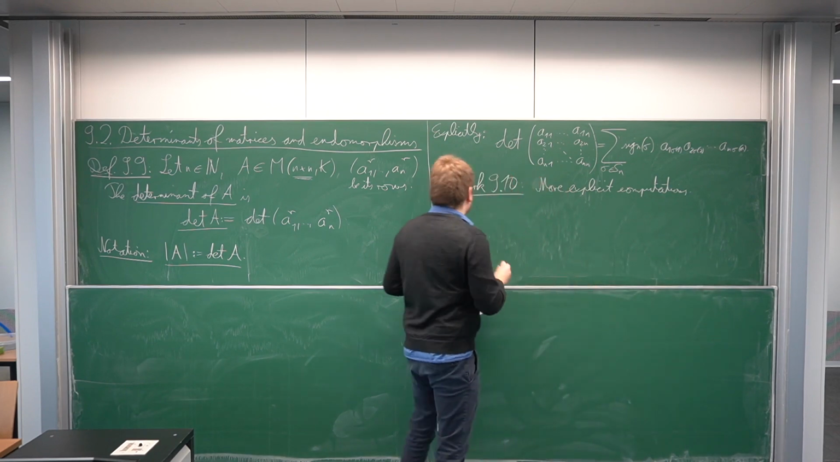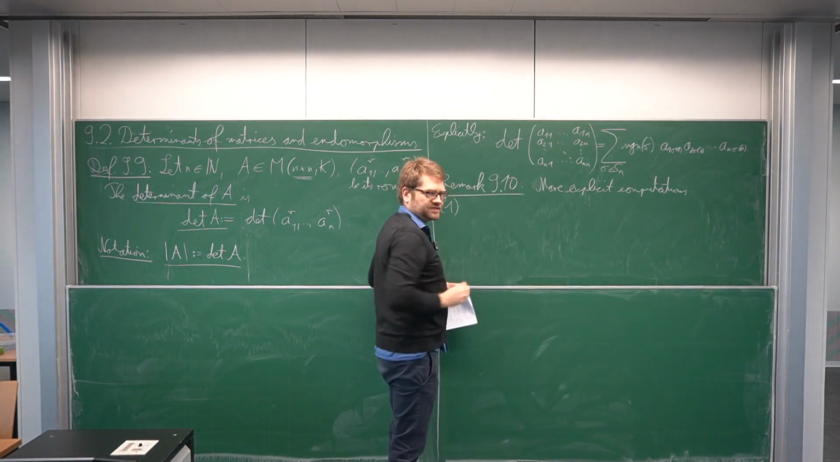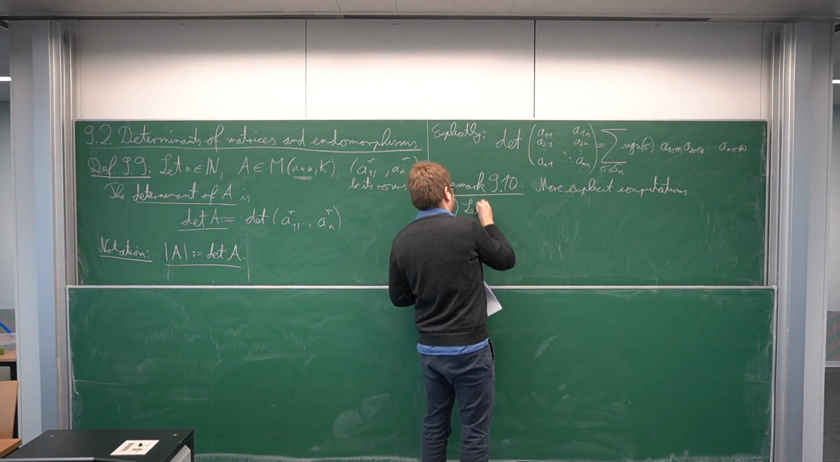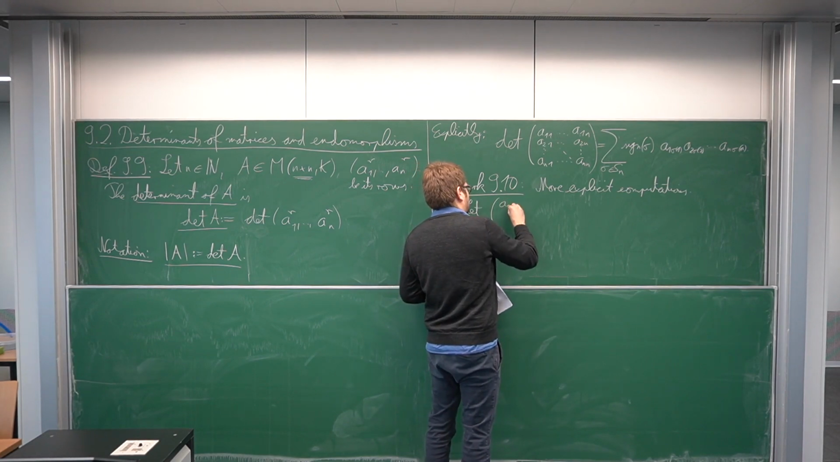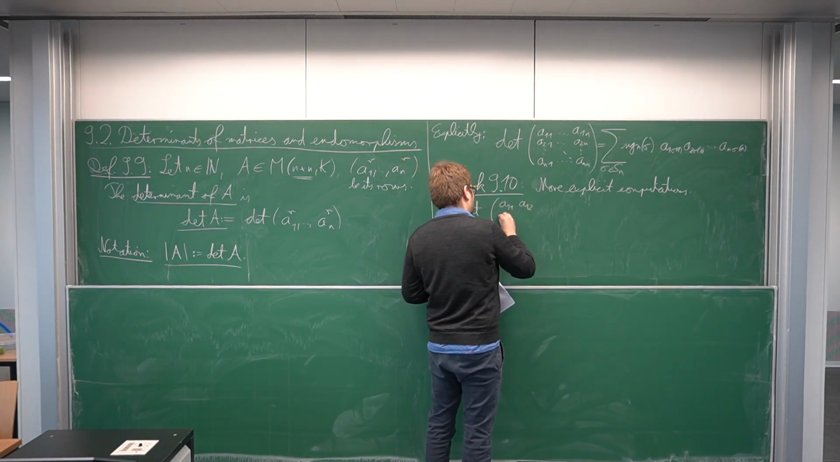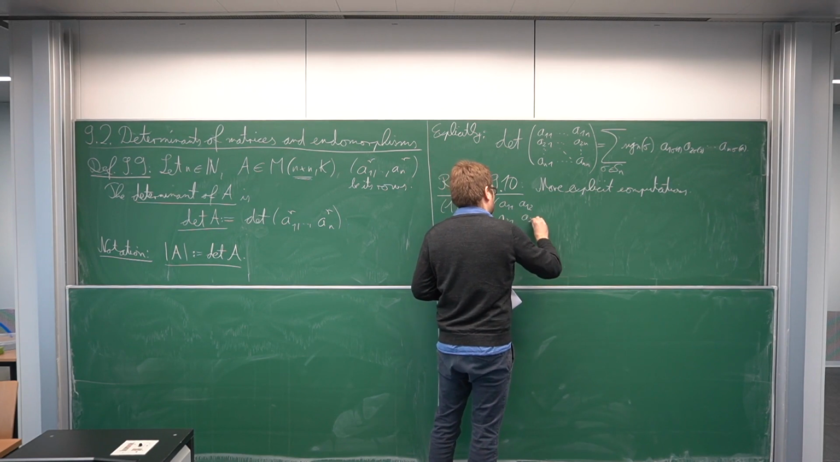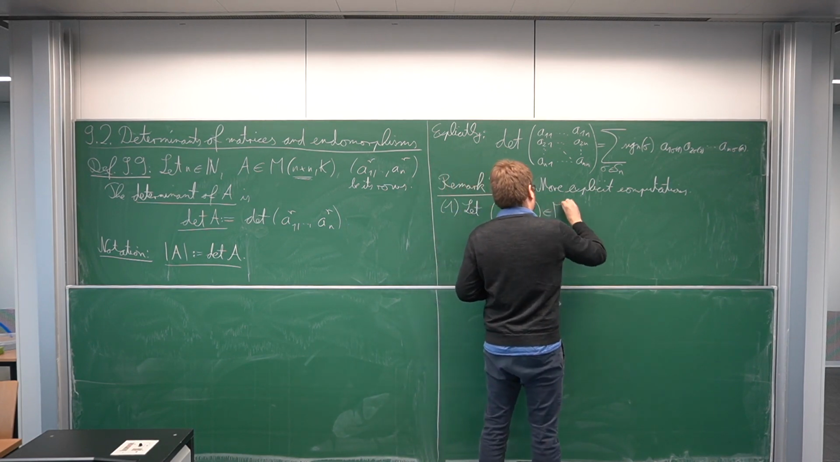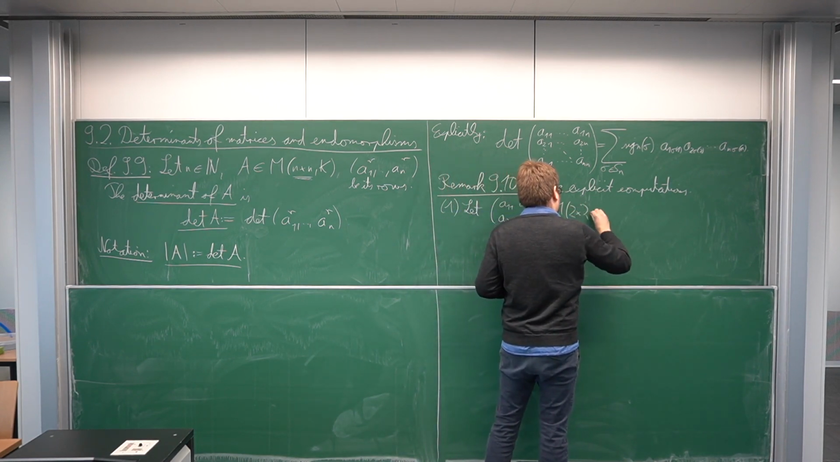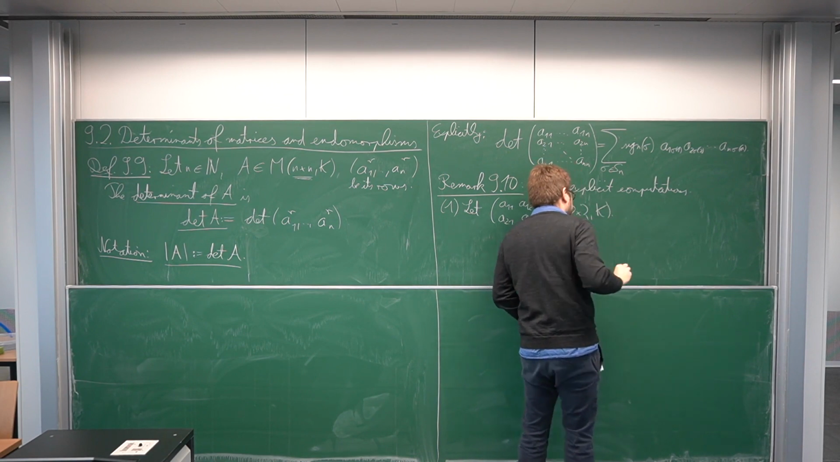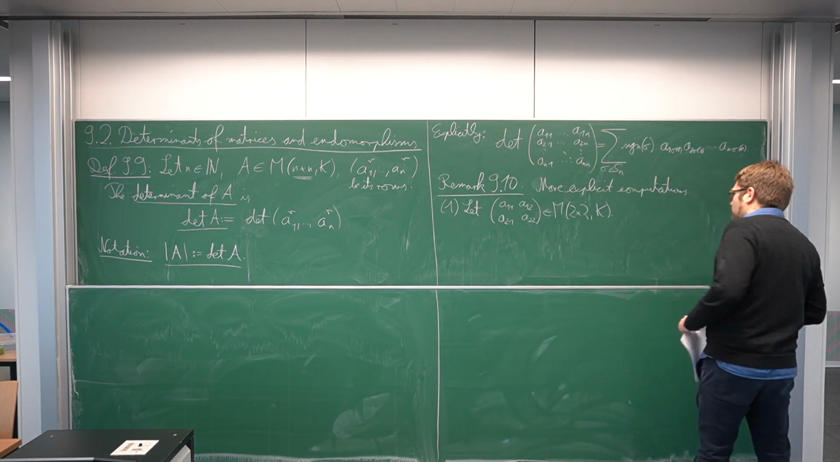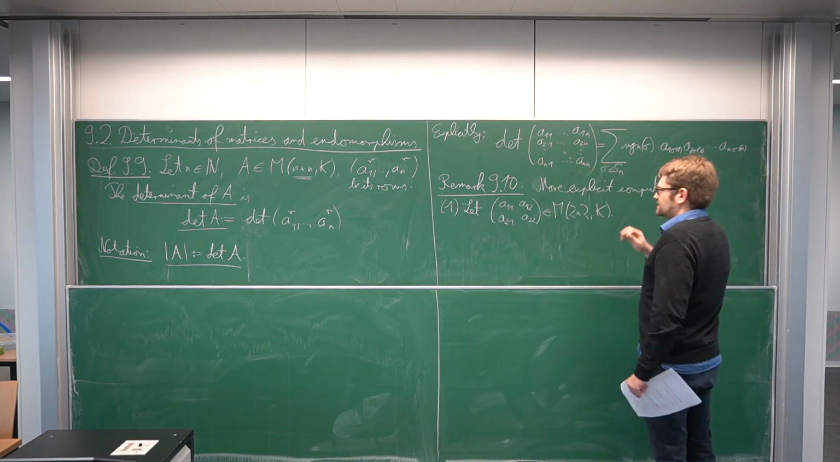Okay, the first case is very simple, 2 by 2 matrices. So what happens there? We have a 2 by 2 matrix, which is of the form A11, A12, A21, A22. So a 2 by 2 matrix with entries in K. Okay, so we need to take the sum of all permutations in S_n. In this case, this means S2.